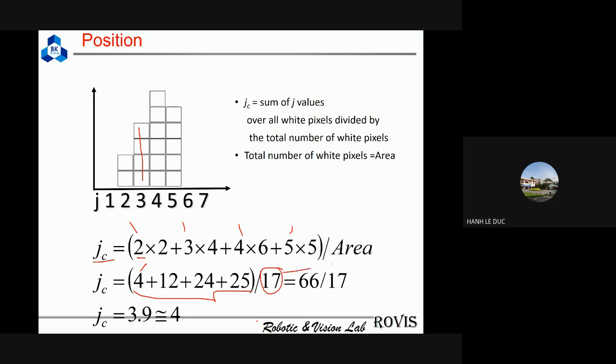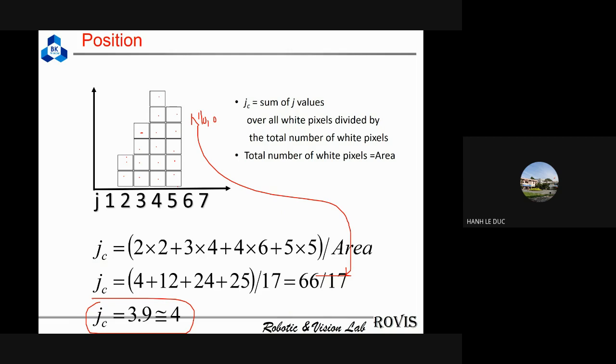After that, what is M00? This is the area, so just count the number here: 1, 2, 3, 4, 5, 6, 7, 8, 9, 10, 11, 12, 13, 14, 15, 16, 17. So M00 is 17. That means JC will be 4, like this.